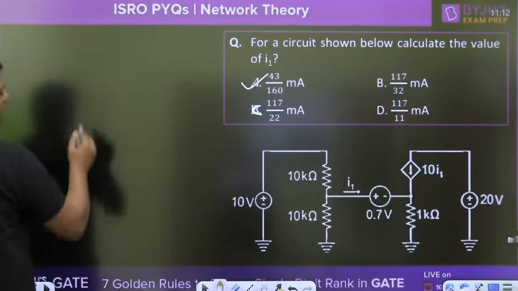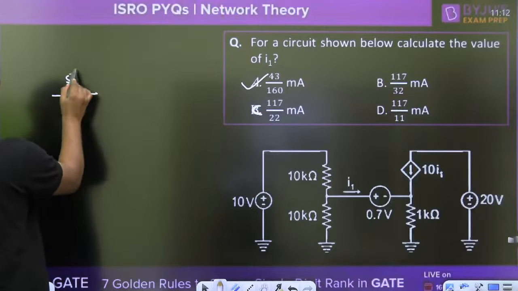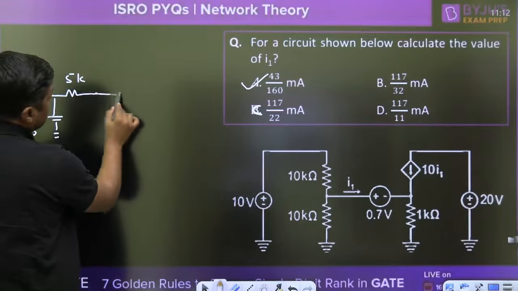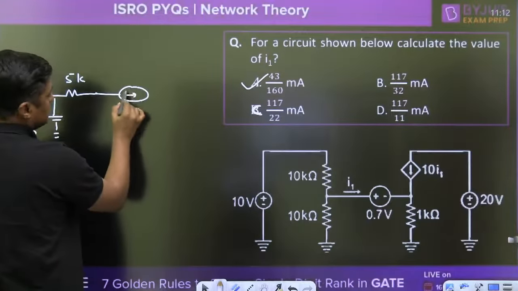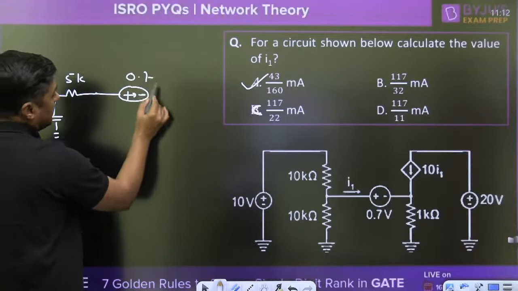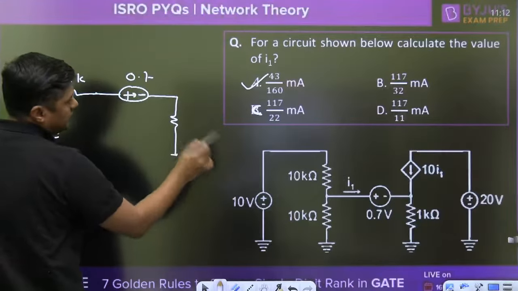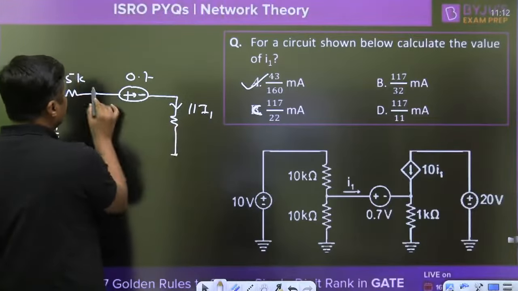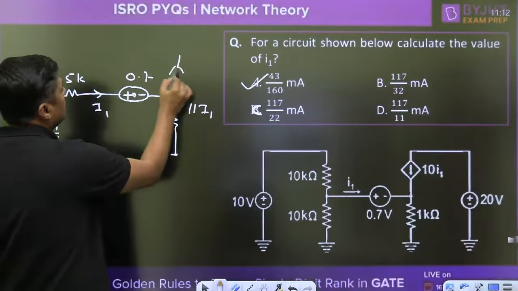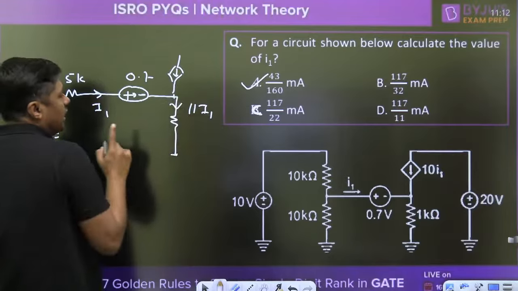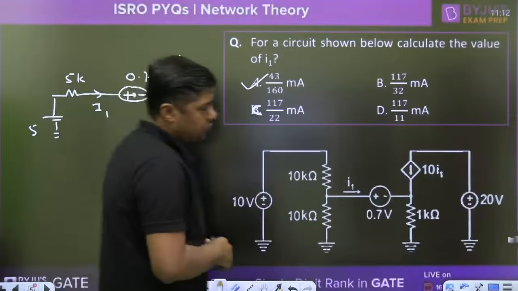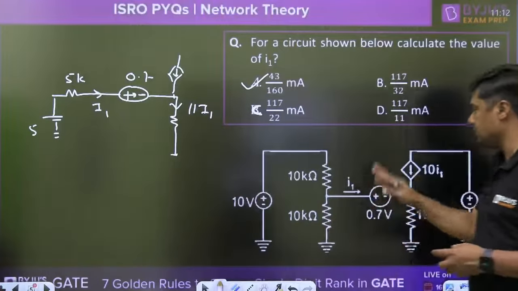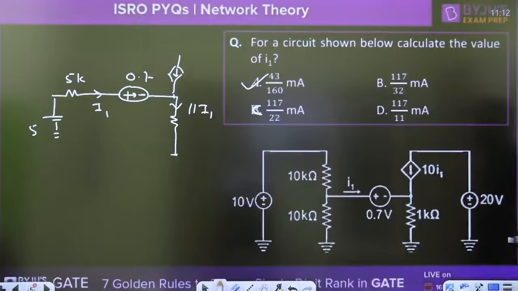Directly you can apply here. This is the 5 kilo ohm. This is the 5 volt. Now after observing, this is the diagram. This is the plus, this is the minus 0.7, and finally 10 I1, 1 I1, you can directly say 11 I1. Or here it is the I1. So within 1 minute you will be able to solve this type of question. So they are simply changing the diagram. They are changing the connections and so on.